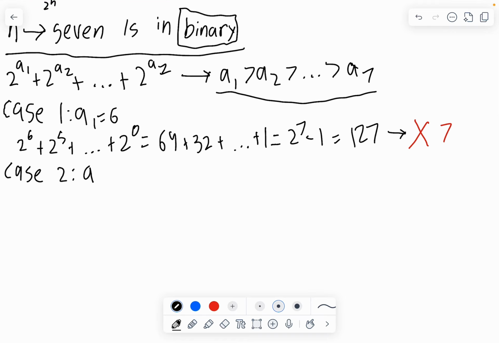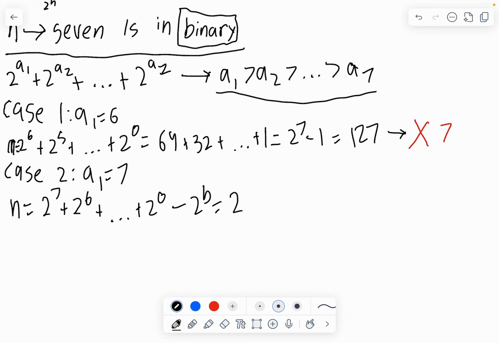Now, let's just keep on going up until we can find a value that works. Case 2 is a1 is equal to 7. So, essentially what this gets is n is equal to 2^7 plus 2^6, all the way until 2^0, minus 2^b, which is equal to 2^8 minus 1, which is 255, minus 2^b, where b could be anything from 0 to 6.